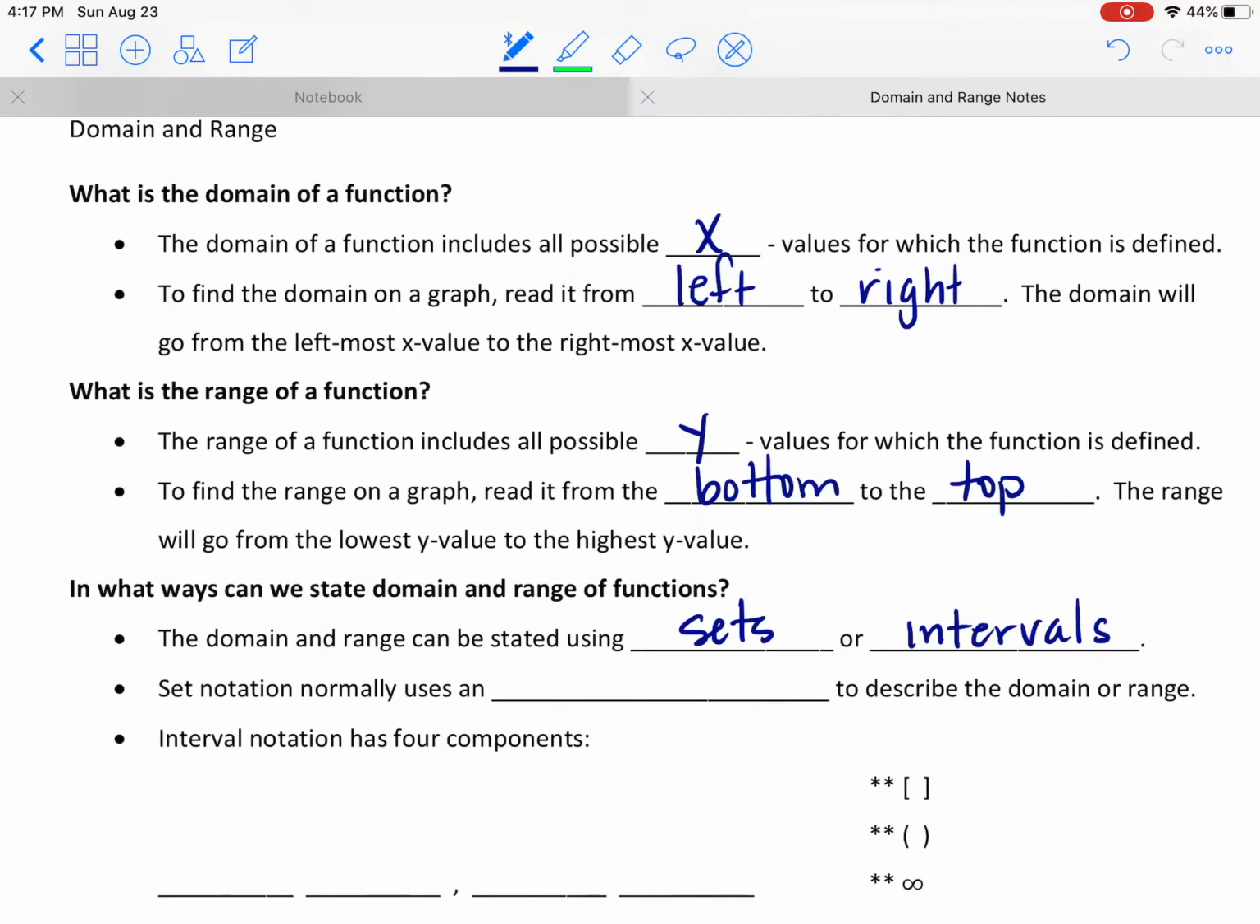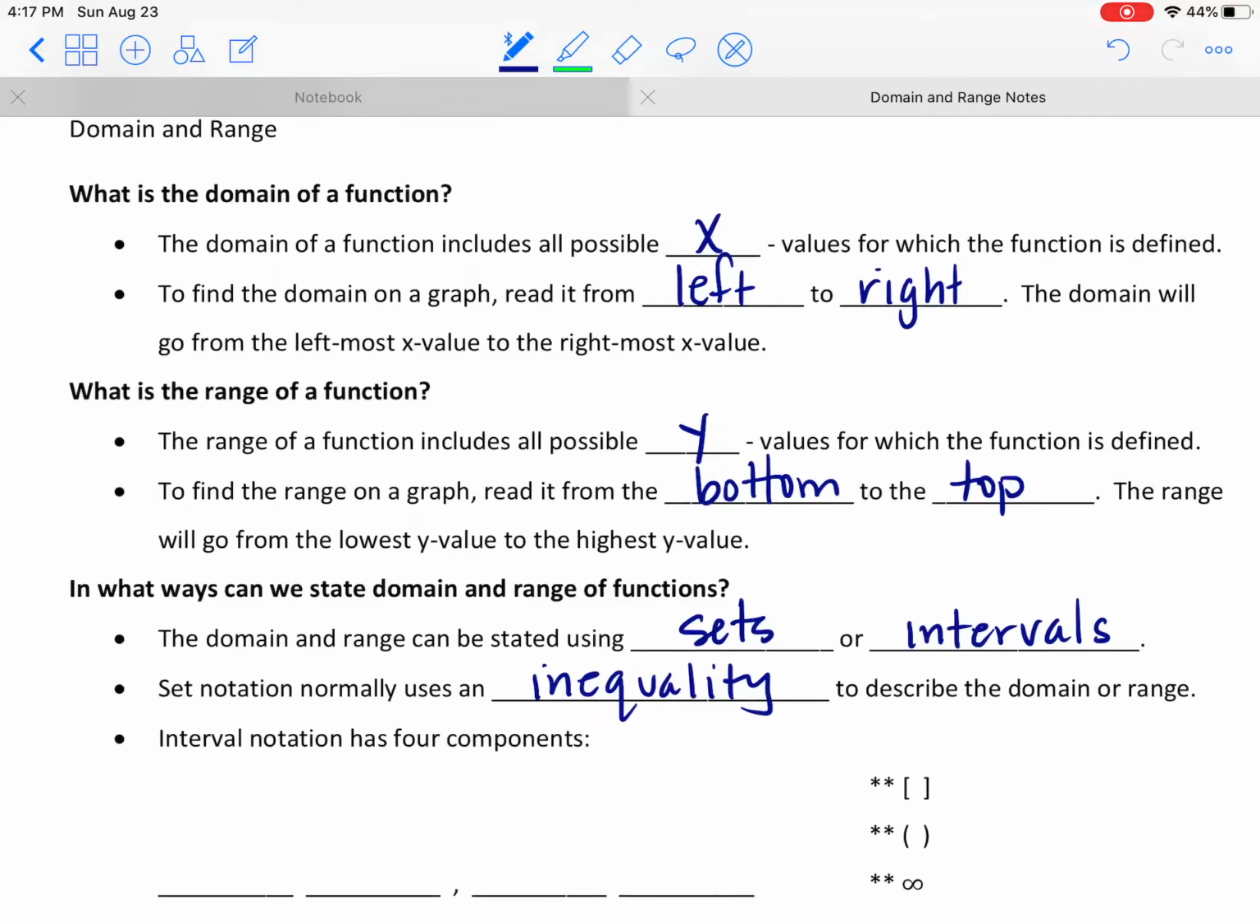So our set notation is going to be a little more informal. We're really just going to be looking for an inequality to describe what's happening. It won't always be possible, but majority of the time it will be. So an inequality would be a greater than, less than, greater than or equal to, less than or equal to.